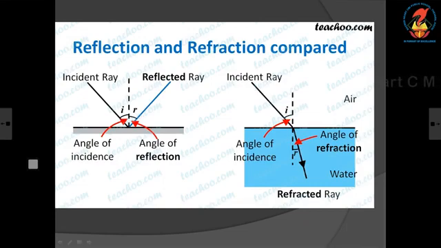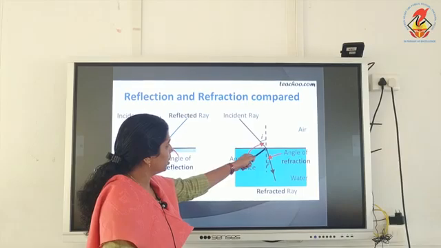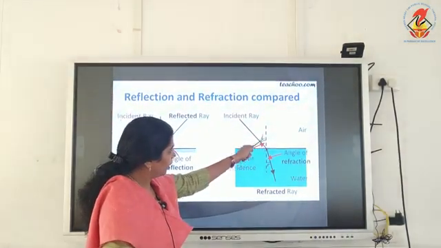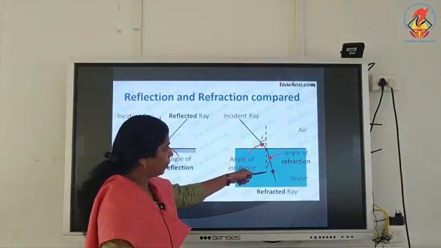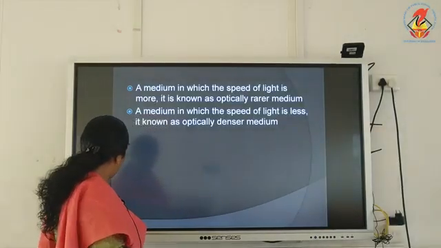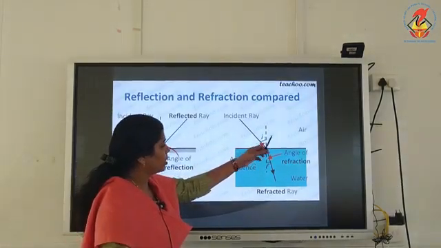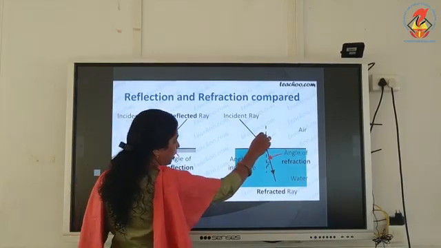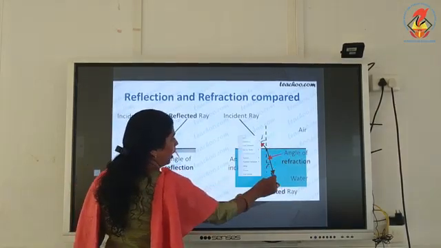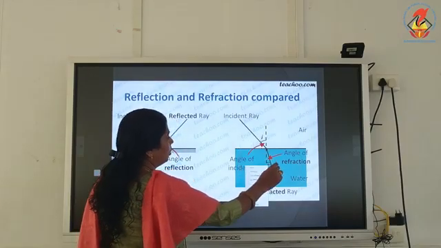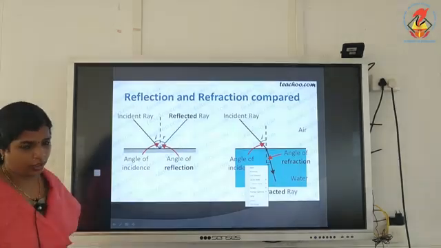Here it is air and here it is water. Light enters from air to water. At this point, it will suffer a bending. If you draw a normal at that point, the angle between the incident ray and the normal is known as the angle of incidence. The angle between the refracted ray and the normal is known as the angle of refraction.